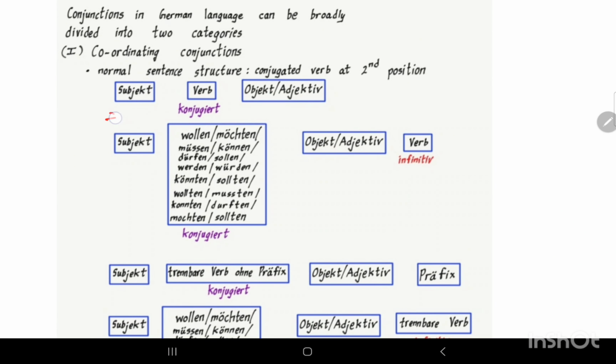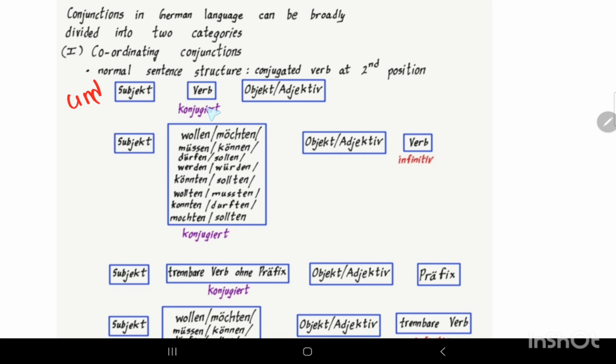All right. So let's look at the normal sentence structure for a sentence with just one verb. The verb will be at the second position, conjugated. Before it, you will have the subject, and you may or may not have an object or an adjective. For example, ich lese. I can also say ich lese ein Buch, right? I don't need an object. Now, this sentence structure remains the same also when I happen to write und over here, or und, aber, sondern, denn, oder. The sentence structure remains the same, right?